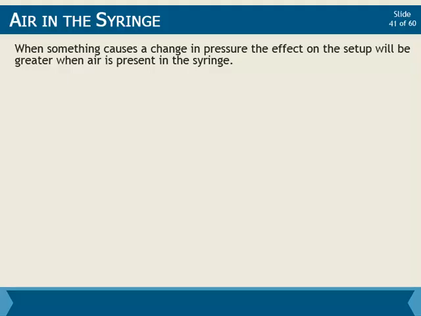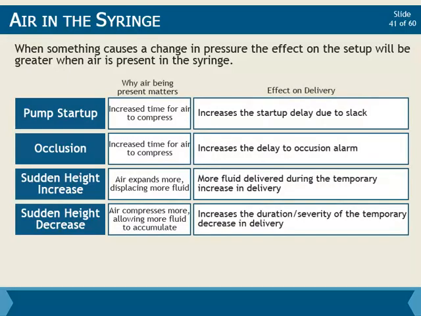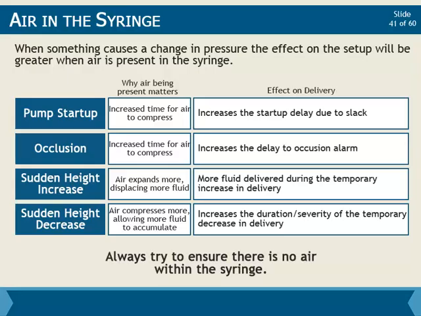Throughout these modules, we have covered many instances resulting in pressure changes, and we can expect the following heightened considerations when air is present. As such, we should always try to ensure there is no air within the syringe. This is also important since there is no mechanism in syringe pumps to detect air in the line.